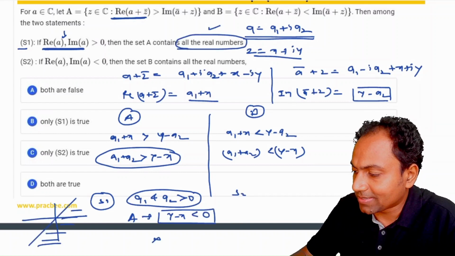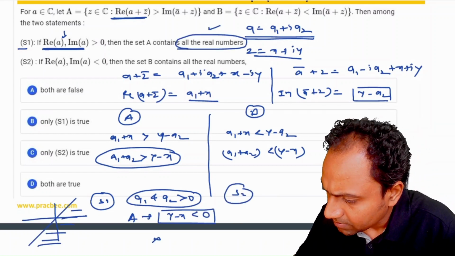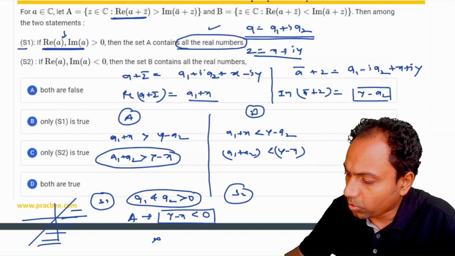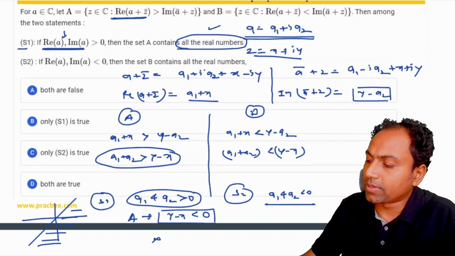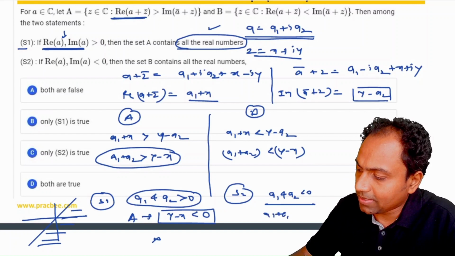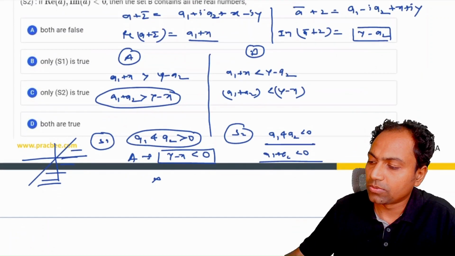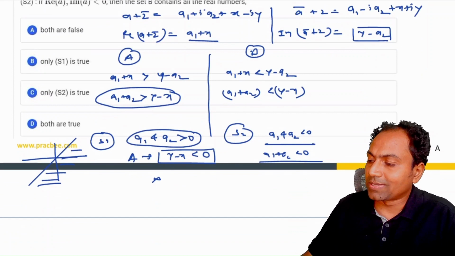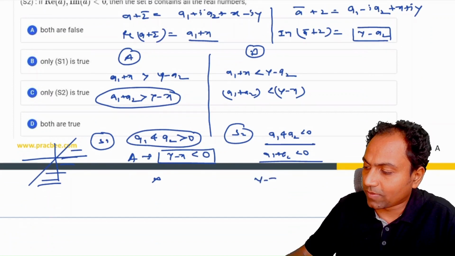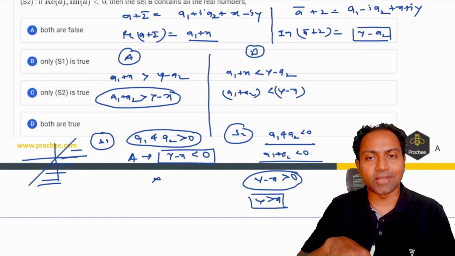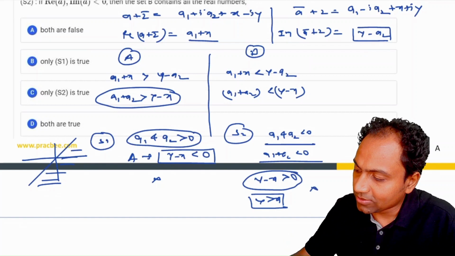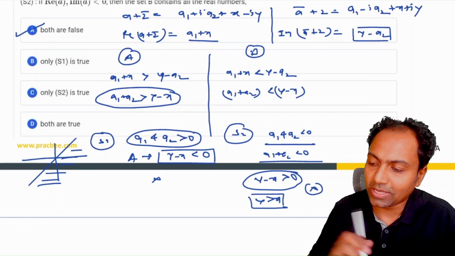Similarly, if I look into my statement 2, what they're saying is that a1 and a2 are both negative. If a1 and a2 are both negative, then a1 plus a2 will also be smaller than 0. So if it is a negative number, then what we can say is y minus x can be greater than 0. So y is greater than x. Now this is also a region. This is the region above the line that I earlier drew. This statement is also false and hence option A becomes correct.